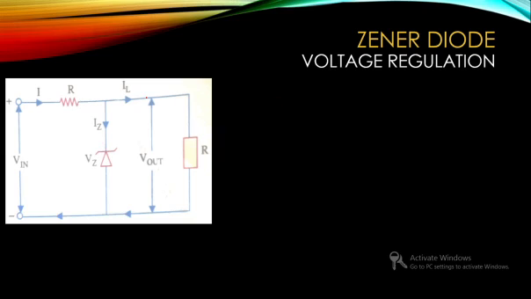For that we can see the circuit diagram shown here. We give an input supply, and the Zener diode is connected in series with a resistance, and the load resistance, for example your TV or fridge, is connected in parallel to the Zener diode. The input voltage drives a current into the circuit, and as it passes through the resistance, a voltage drop of IR is obtained. As the current reaches this junction, it splits into two currents, IZ and IL.